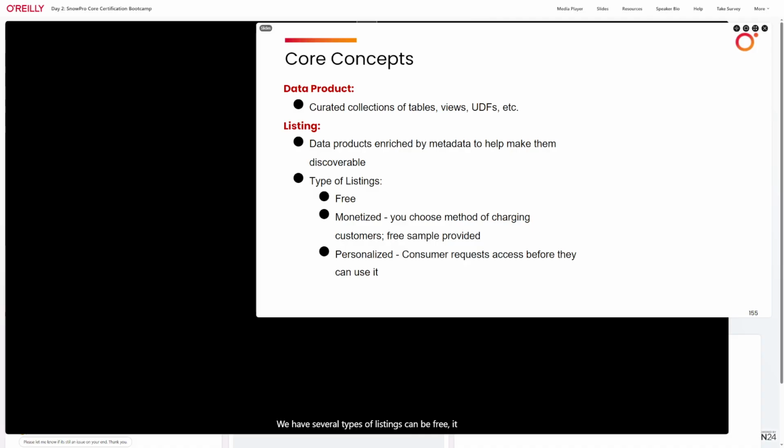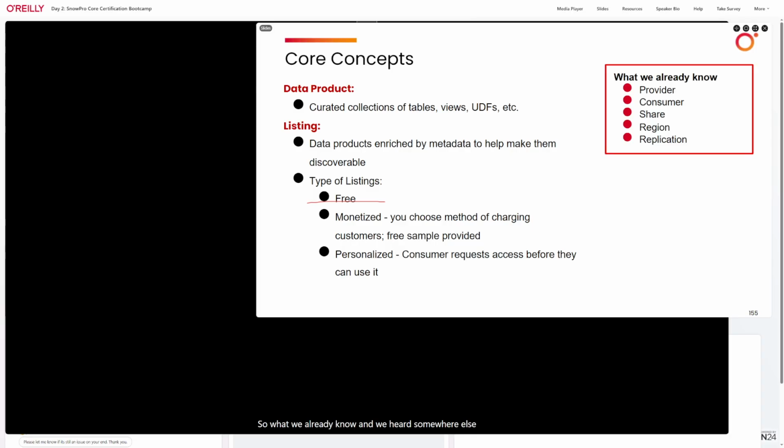We have several types of listings. It can be free, it can be monetized, and it can be also personalized. So if it's personalized, then the consumer first needs to request to get access to it, and then you as a provider will grant the access, and you may also personalize it.